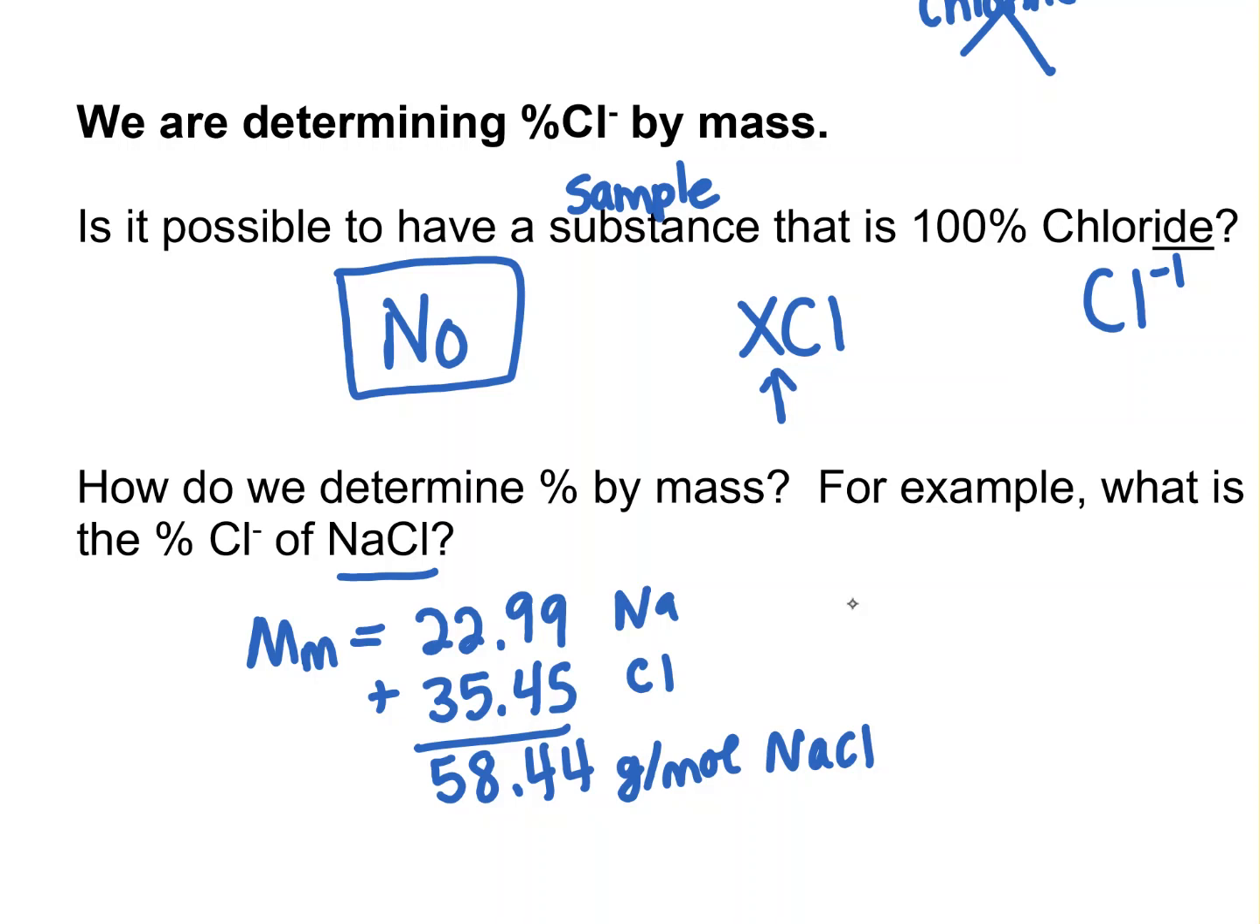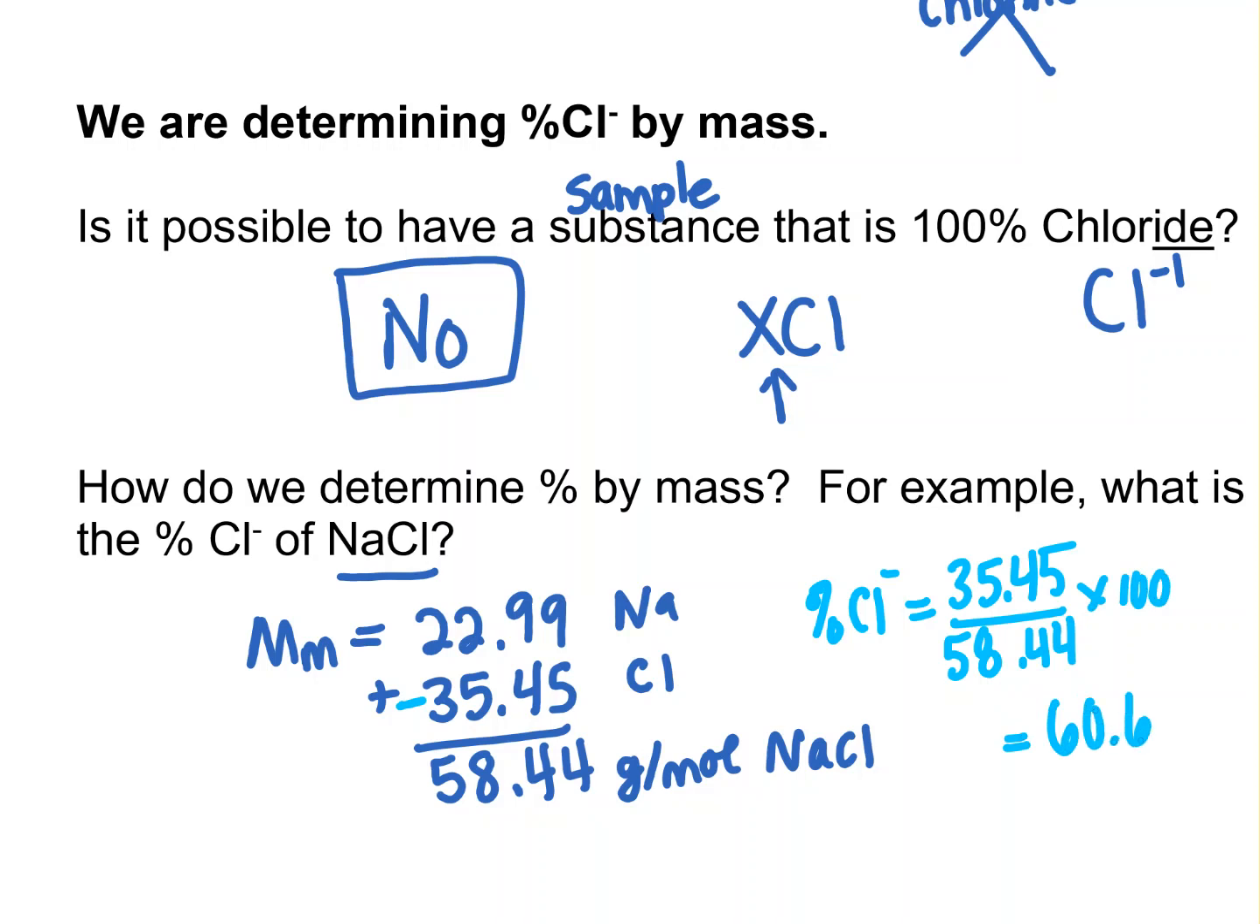And then to get the percent chloride, you would take the mass that was due to chloride, this one, divided by the total, times 100. And that's the percent chloride by mass.